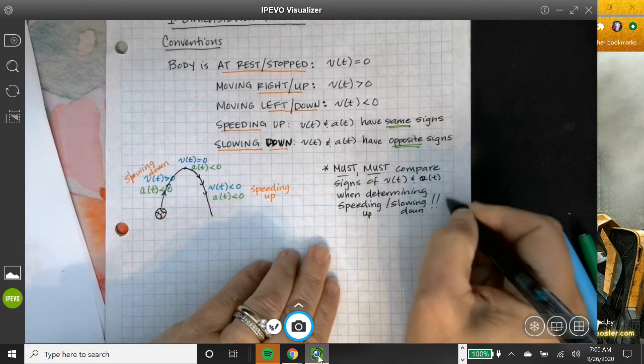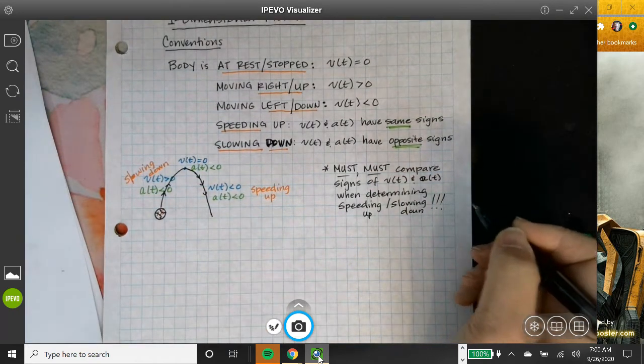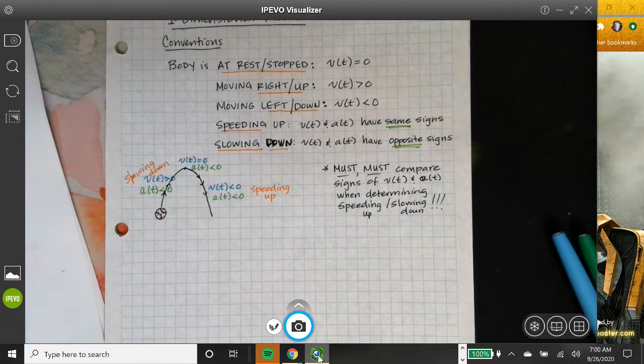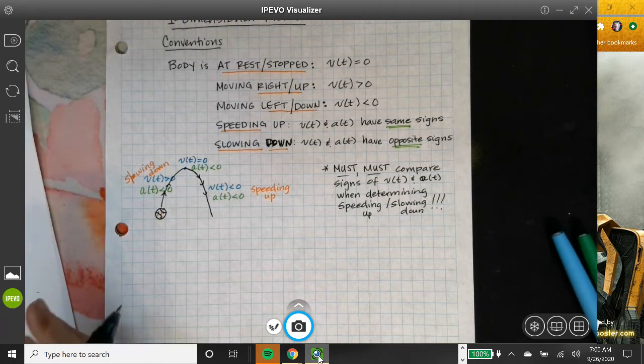Okay, and I'm emphasizing that. You might think I'm being silly when I emphasize that, but I don't want somebody on a test, if I ask something speeding up, to check the acceleration only, see that the acceleration is positive, and go, yeah, it has to be speeding up. It's accelerating, it's positive acceleration. But what if the body's moving left? Well, then it's slowing down. So just be careful of that, okay?